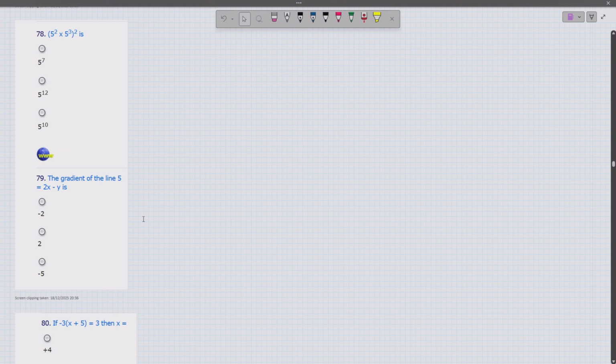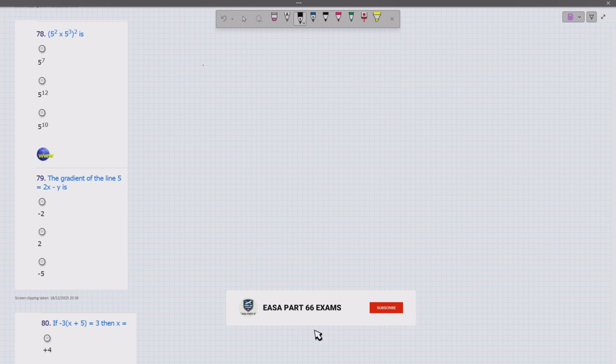Question 76. 5 squared times 5 cubed, all squared. By the laws of indices, because they have the same base, you add the powers and multiply by the outside bracket. So 5 squared times 5 cubed will be 5 raised to the power 5. So that will be 5 raised to the power 5 into 2. That will give you 5 raised to the power 10.